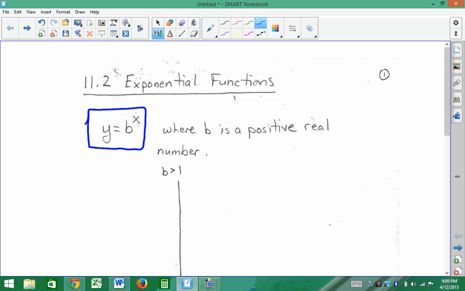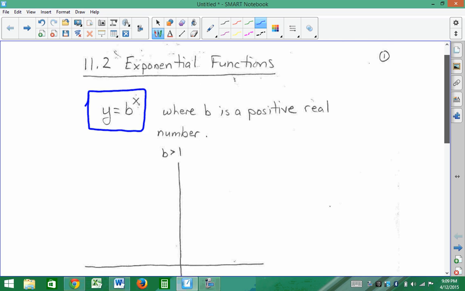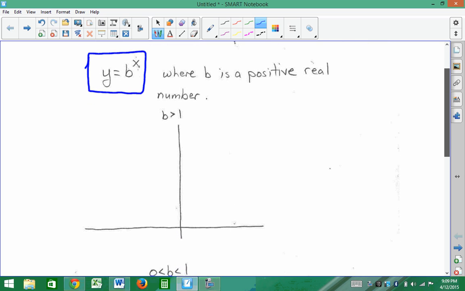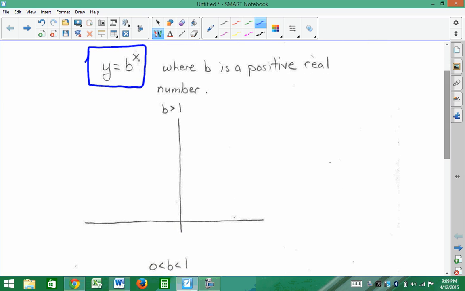We have two different situations when we're graphing the exponential function. First, we will graph when b is greater than 1. So when b is greater than 1, we can look at an example, for instance, y equals 2 to the x. 2 would be our b value, and it is greater than 1.